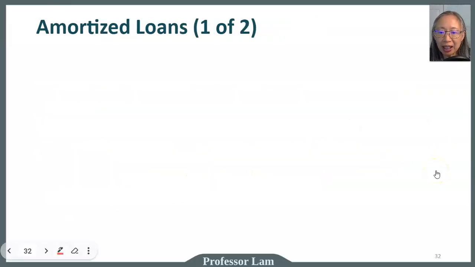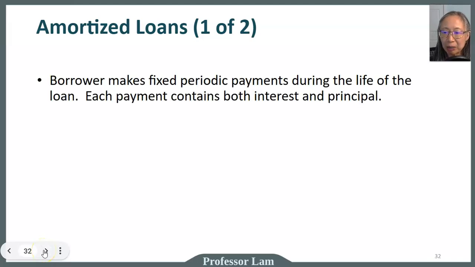Mortgages are amortized loans, so let's take a look at what they are. We'll use a lot of the tools that we learned in Chapter 5 when we talked about the time value of money in analyzing amortized loans. In an amortized loan, the borrower will make fixed payments during the life of the loan. This actually still works even if it's a variable rate mortgage or adjustable rate mortgage. The payment is still fixed in between the adjustment periods.